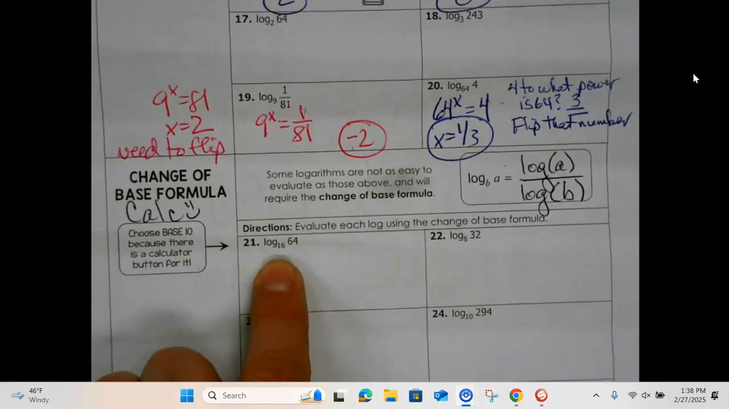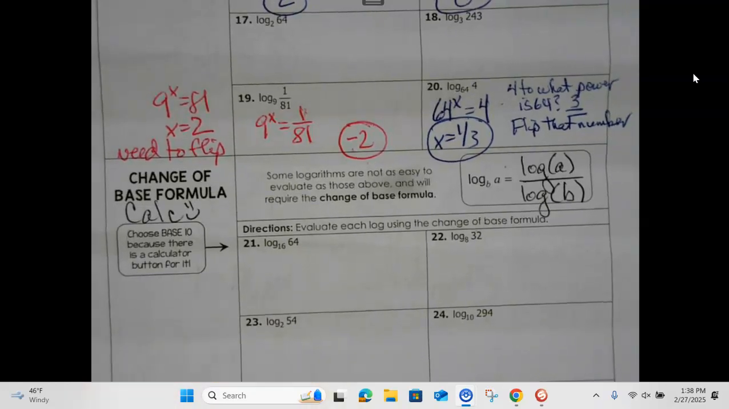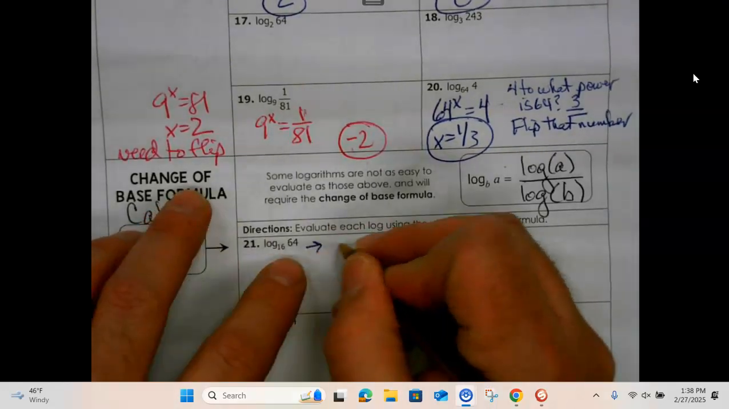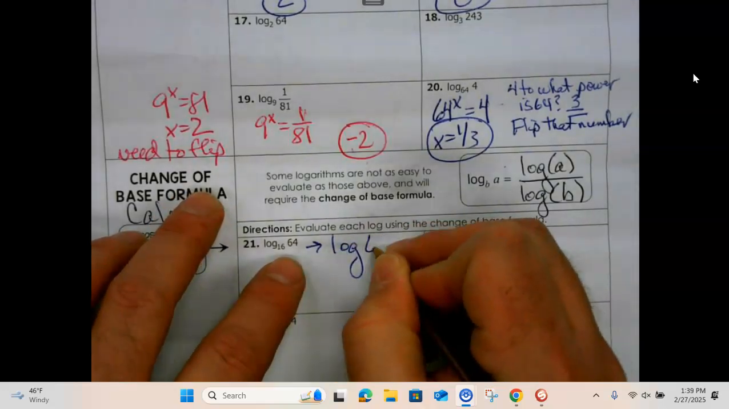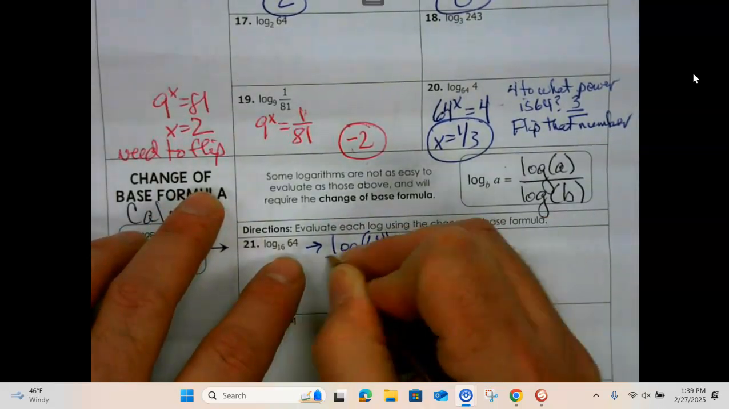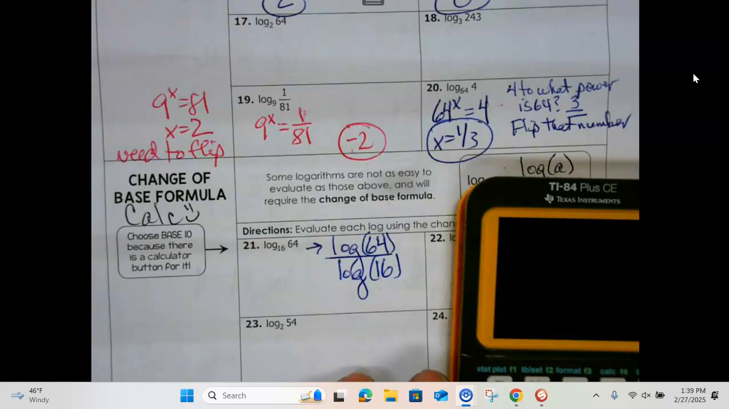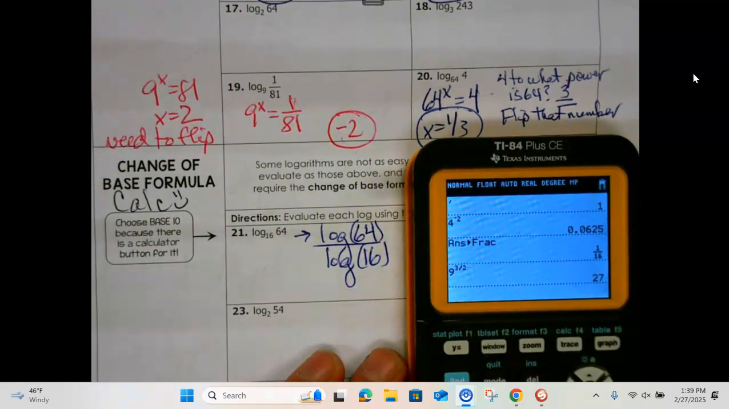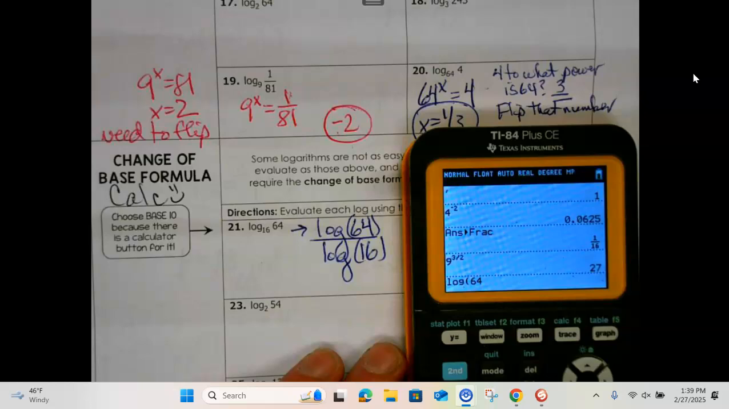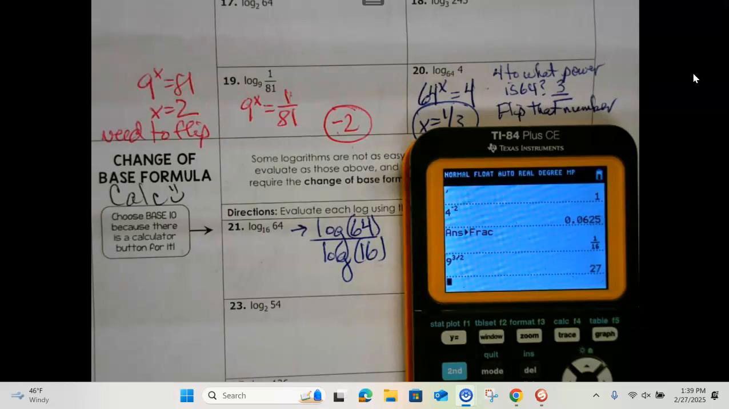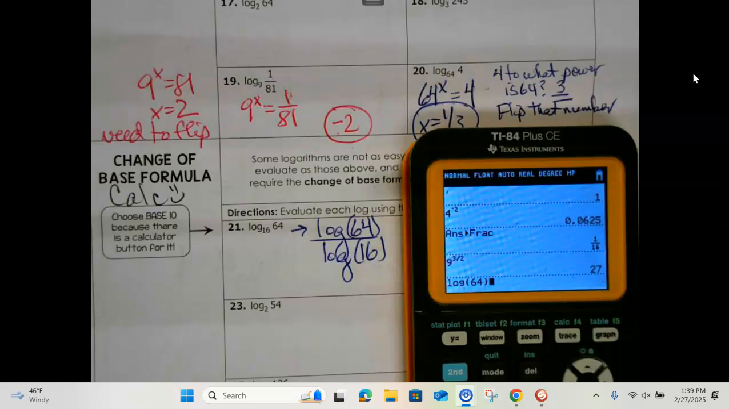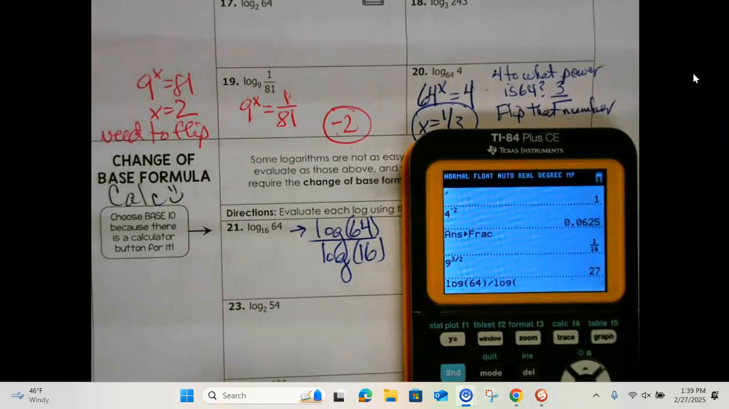Trying to figure out 16 to what power is 64 would be really, really hard to do in your head. Like, I wouldn't be able to do it in my head. So what we're going to do in that case is we're going to take the log of 64 and we're going to divide it by the log of 16. To be honest, the only thing that can mess this up is if you forget that first parenthesis that you need to add in. Like when you hit log, it automatically puts one parenthesis in for you. You just have to close it. And then divide by log 16.